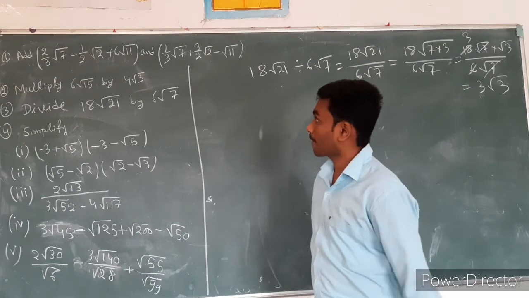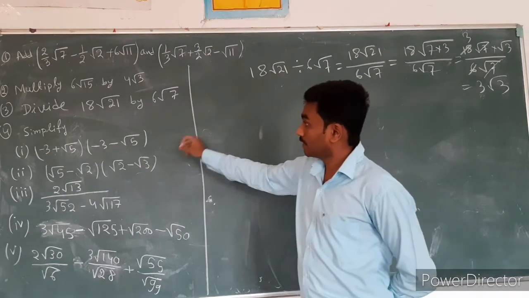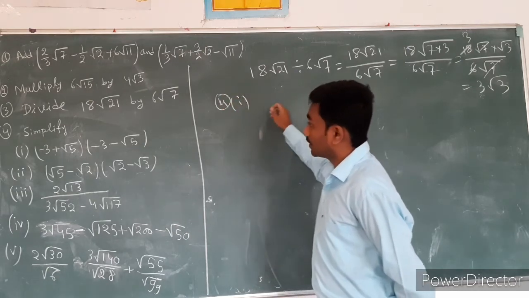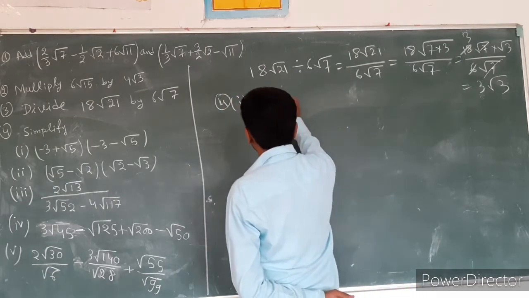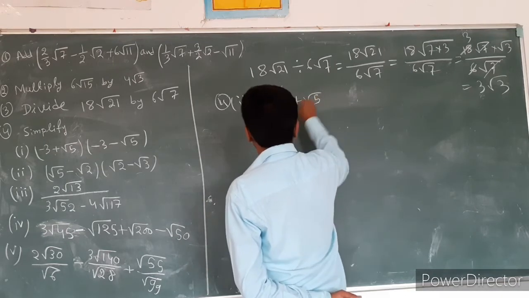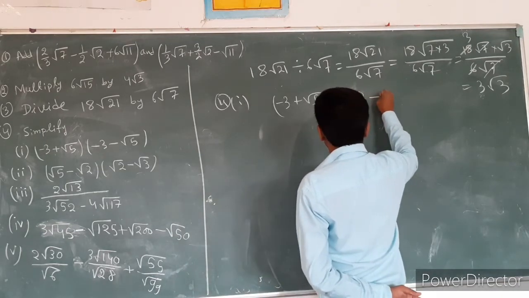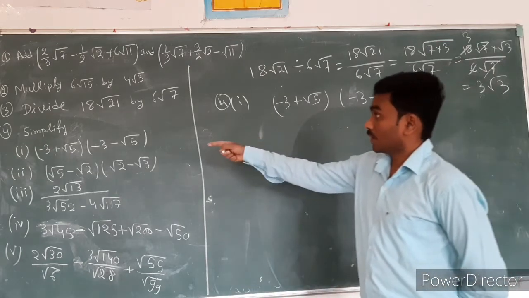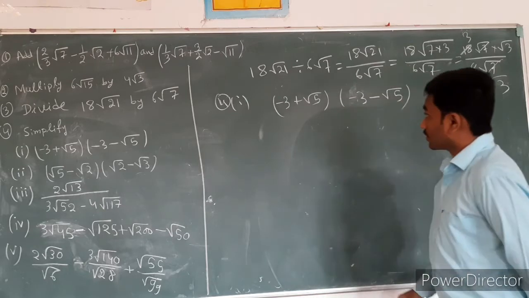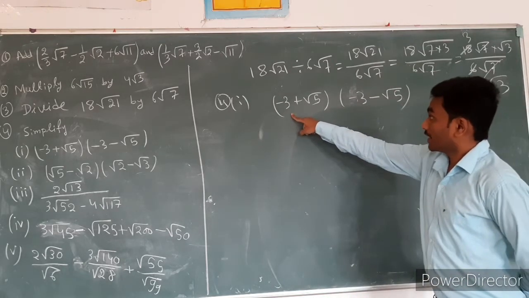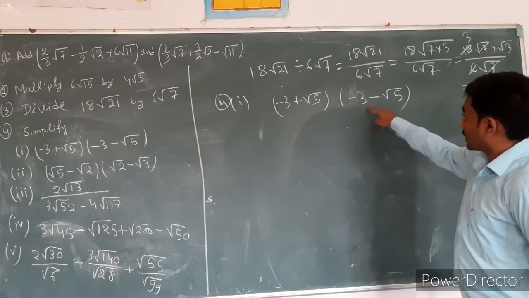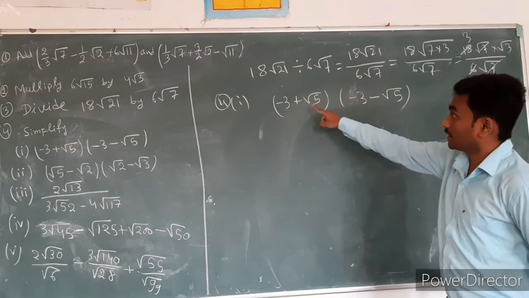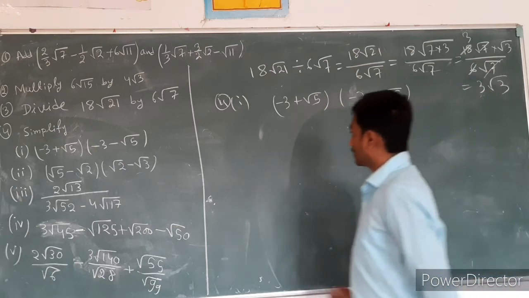Next, fourth question. First we simplify. Now we solve question number 4. You get minus 3 plus root 5 and minus 3 minus root 5. Both are irrational numbers. Now we multiply these two irrational numbers.